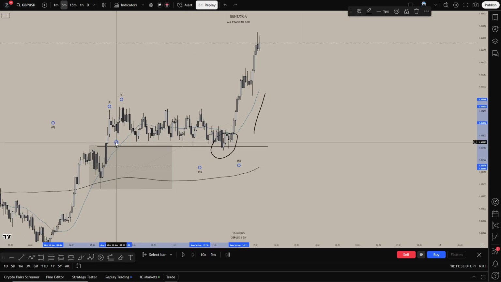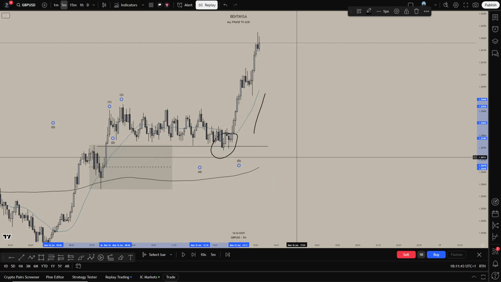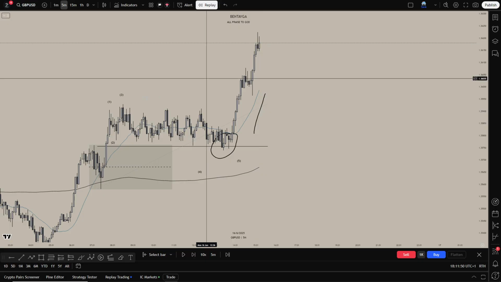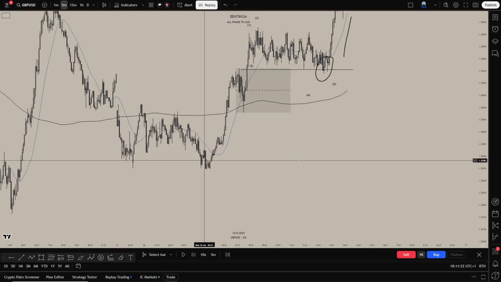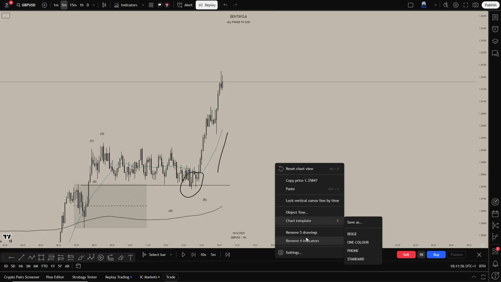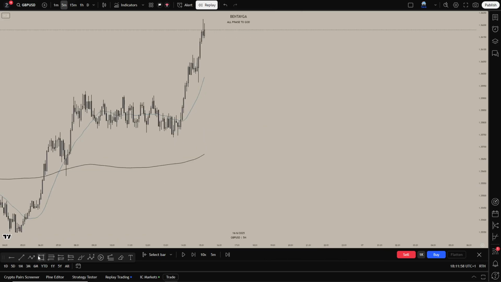Obviously, we've already had this sweep. We kind of needed a bit of manipulation, fill this imbalance, liquidate a couple more people, and let price shoot up. So that could be a trade for the morning. I mean, not morning because it's 3 o'clock now. Yeah, that could be a trade throughout the morning, to be fair. And then now we've come to 3 o'clock, and now it's the same thing. This is my new zone here.